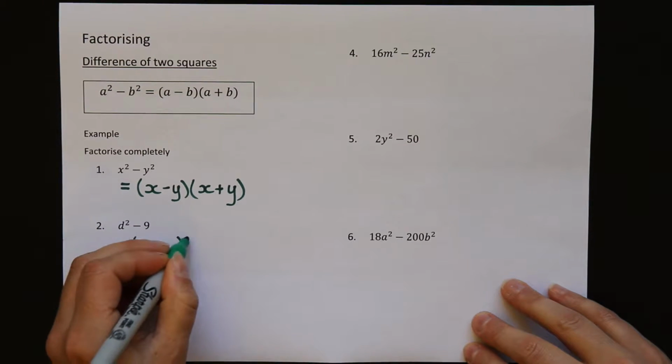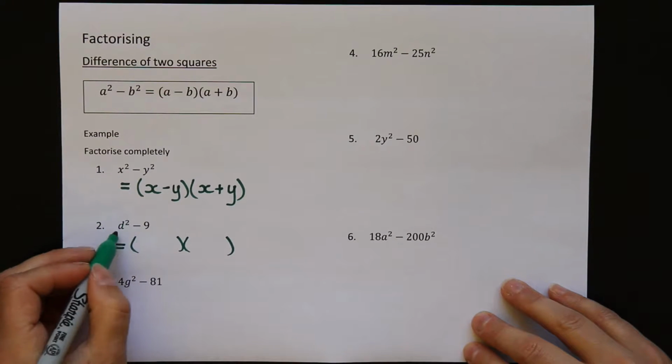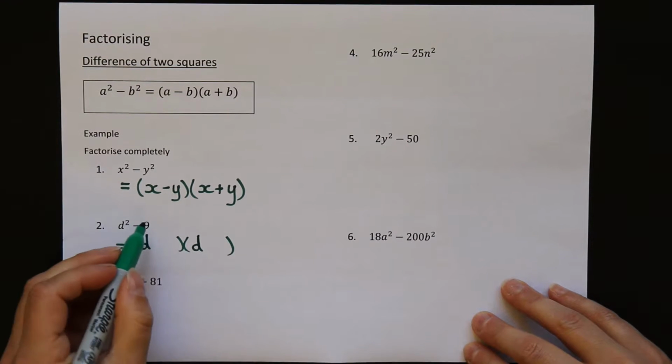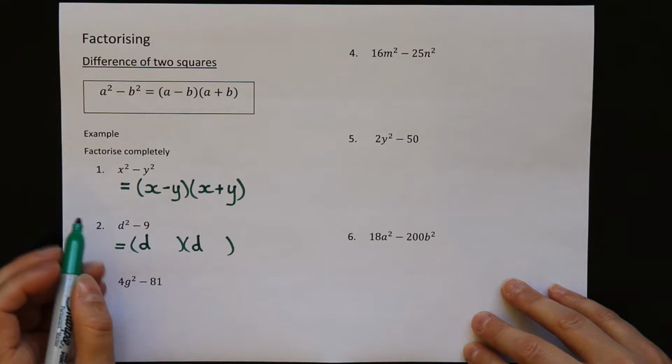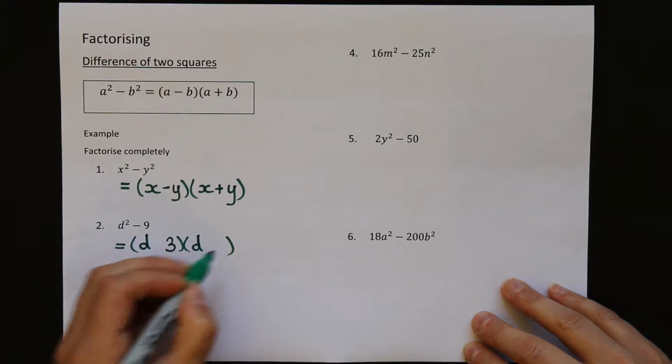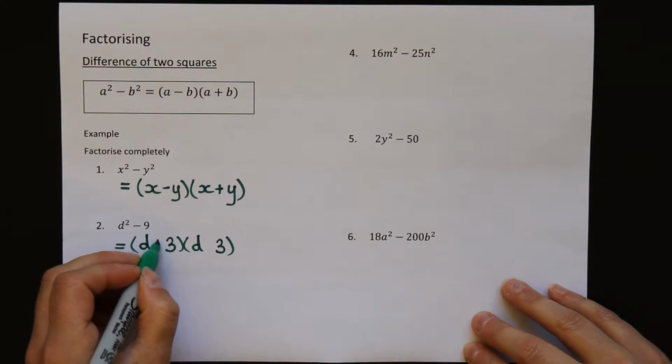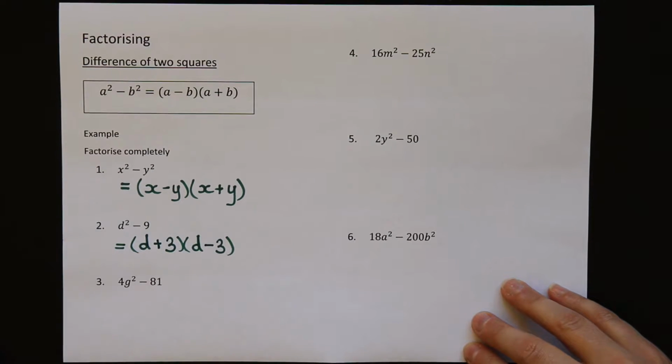Let's do it again for question 2. Put our double brackets down. Square root of d squared is d, goes to the front. And then we square root the 9. Square root of 9 is 3, goes at the end of each bracket. One of them will be a minus and one of them will be a plus. This time I'll write them the other way around just because I can.